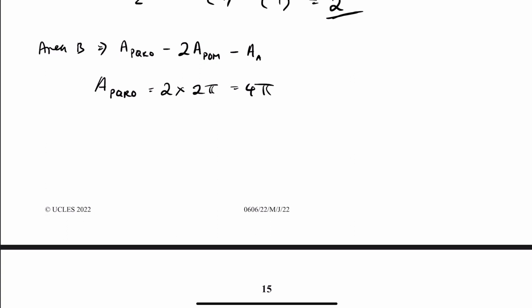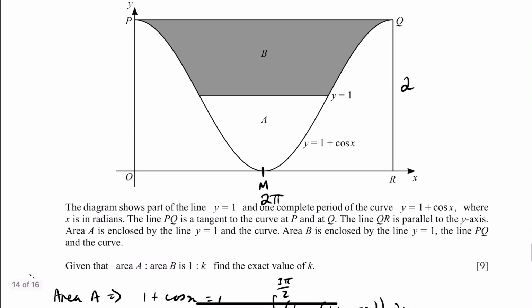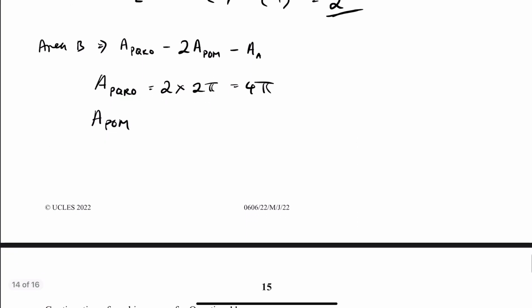Now, let's try and find the area of POM. So we can see the bounds are going to be from 0 to, and then I'm going to erase this, misleading. At M, we have pi. So it's going to be 0 to pi, and it's going to be only at the curve 1 plus cos x, since that's the only curve we're looking at. We're looking at this with the x-axis.